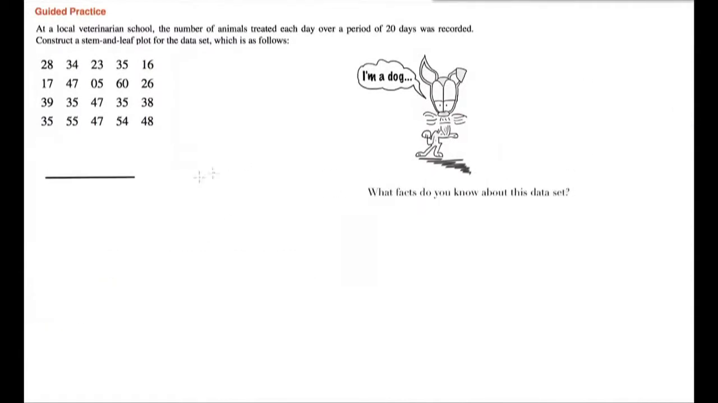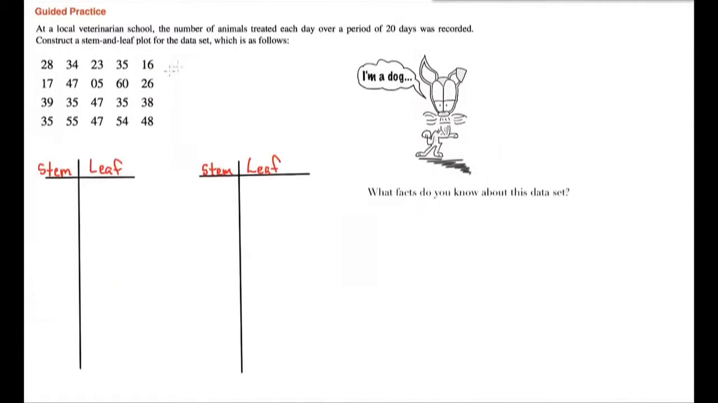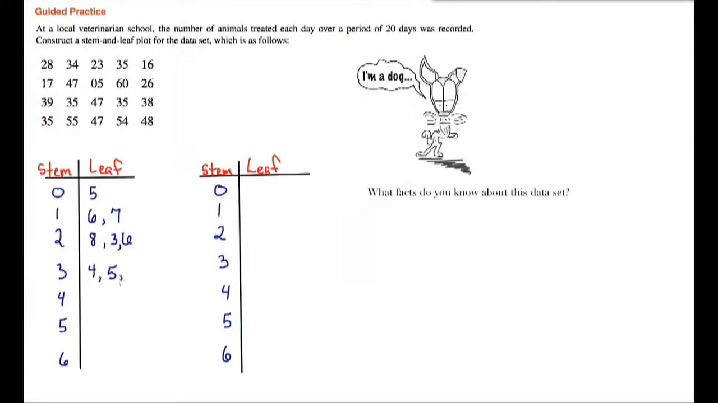Okay, guided practice. We have a local veterinarian school, and the number of animals treated each day over a period of 20 days was recorded. So we have 4 rows and 5 columns, so we get 20 total days we're looking at. So I'm going to make a stem and leaf plot to sort the data. Okay, so now that the noise is gone, I'm going to continue sorting the data here.